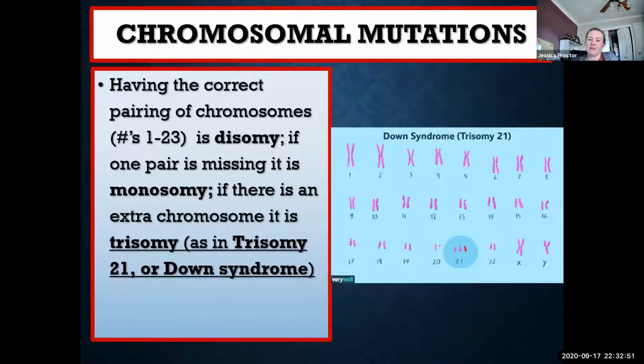So sometimes what happens if there's a trisomy or a monosomy on one of those chromosomes, it'll result in a spontaneous miscarriage. So essentially it's the body recognizing that that mutation is too severe for survival.